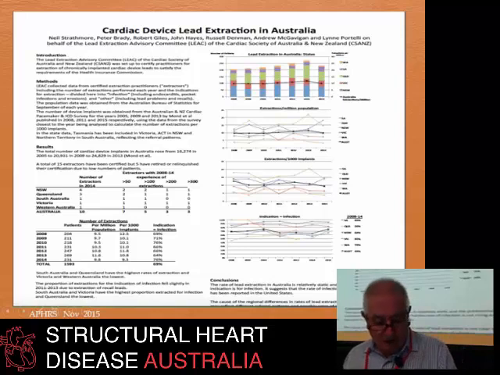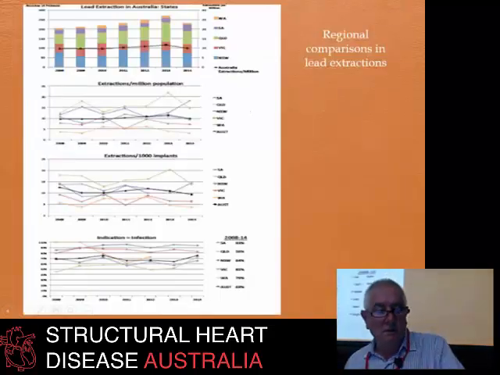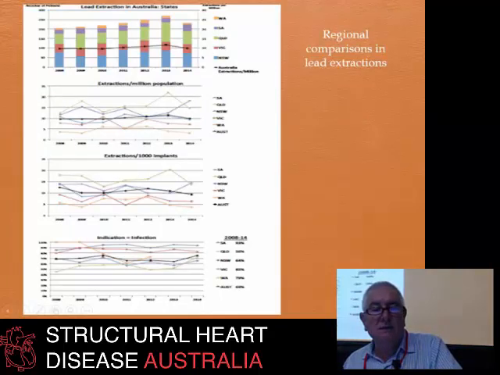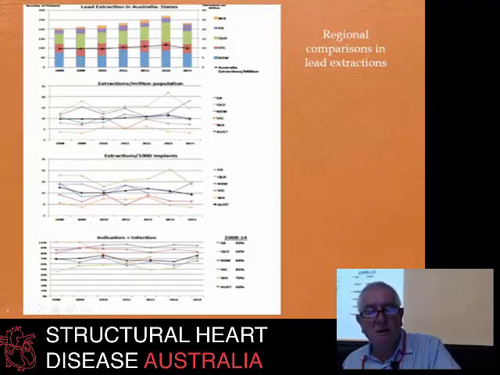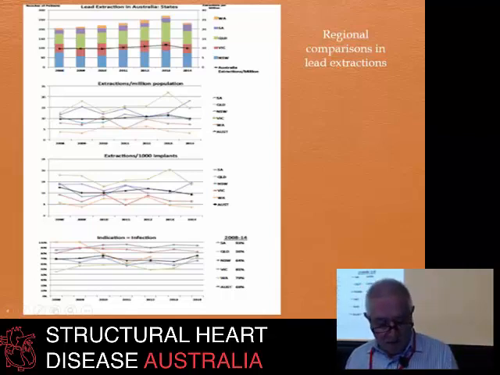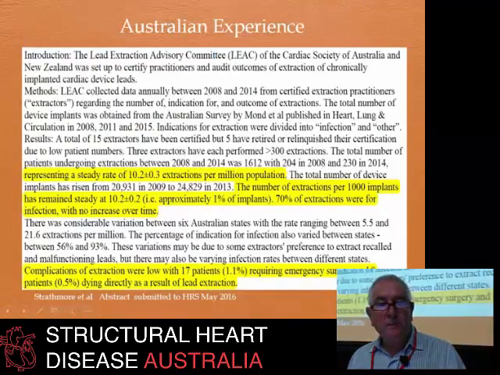If you look at it on a state basis, you can see that this is the median here for the extraction rates, either per million of population or per 1,000 implants. South Australia and Queensland have slightly higher extraction rates than the rest of us. And if you look at the indication for extraction, then in South Australia and Victoria, the indication is more commonly infection than the rest of us.